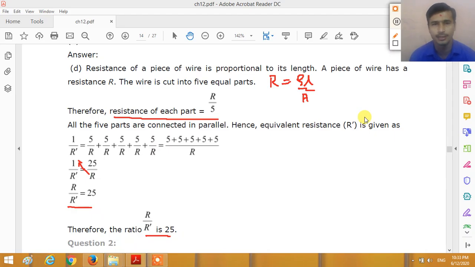Similarly, you can calculate: a conductor given to you has a resistance R and we cut it into 10 equal parts. What is the equivalent resistance when they are connected in parallel, right?